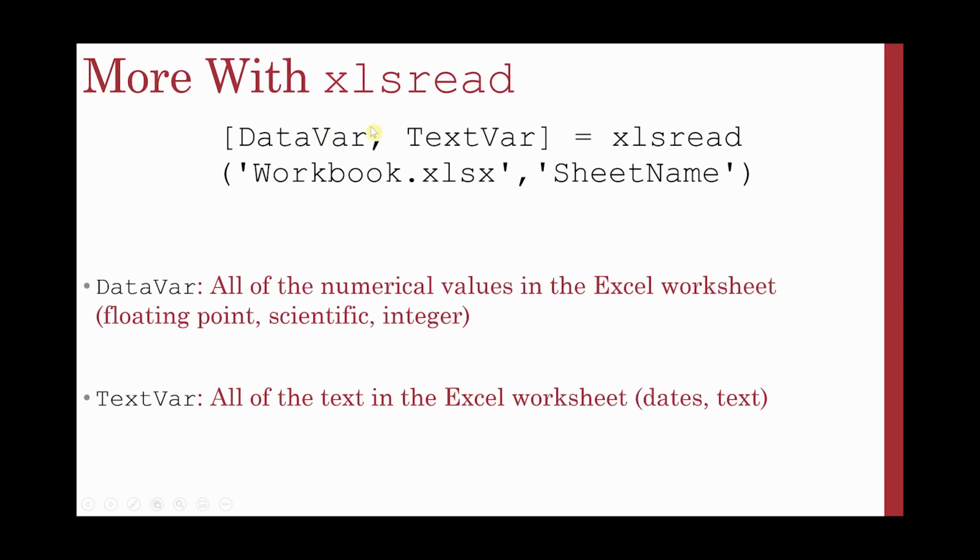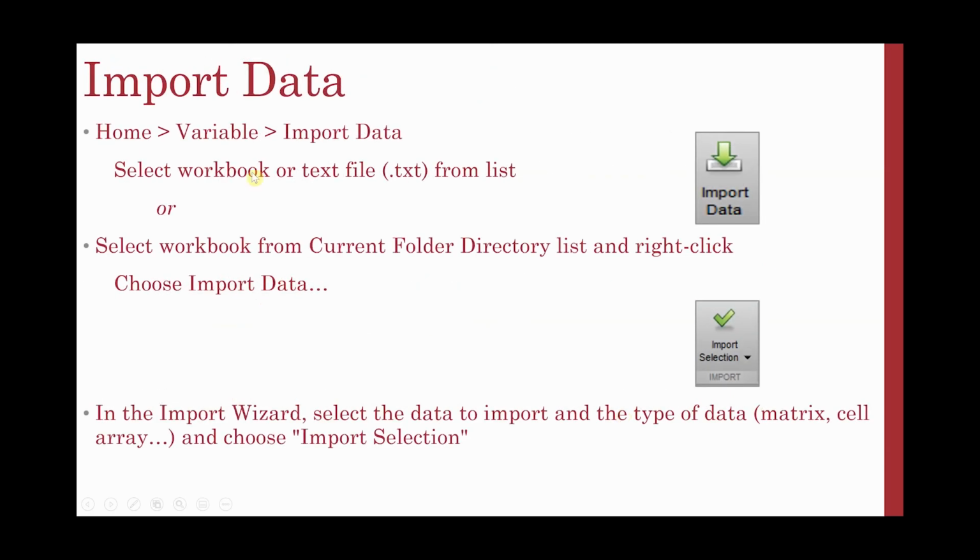In this one, where we have a data variable and a text variable for our xlsread command, all of the numerical values in the Excel worksheet are floating point, and the text variable will be all of the text, including dates and other text. You can also import data using the Import Data tab. So if you go to Home, Variable, Import Data, you can select a workbook or a text file from the list. Once you choose your folder and directory, you can import your data. The import wizard will choose the type of data that you wish to import. Are you importing a matrix, a cell array, and then you can choose your import selection.